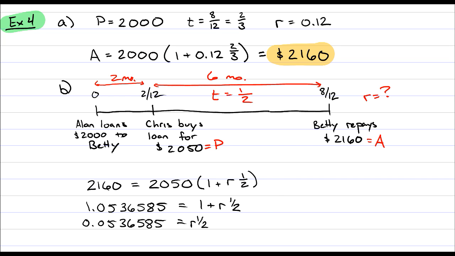Then I multiply both sides by 2, and that tells me that R is equal to 0.107317. And then finally, I'm going to give my answer as a percentage, rounded to 2 decimal places. So 10.73% is the answer. That's the rate of interest that Chris earned.